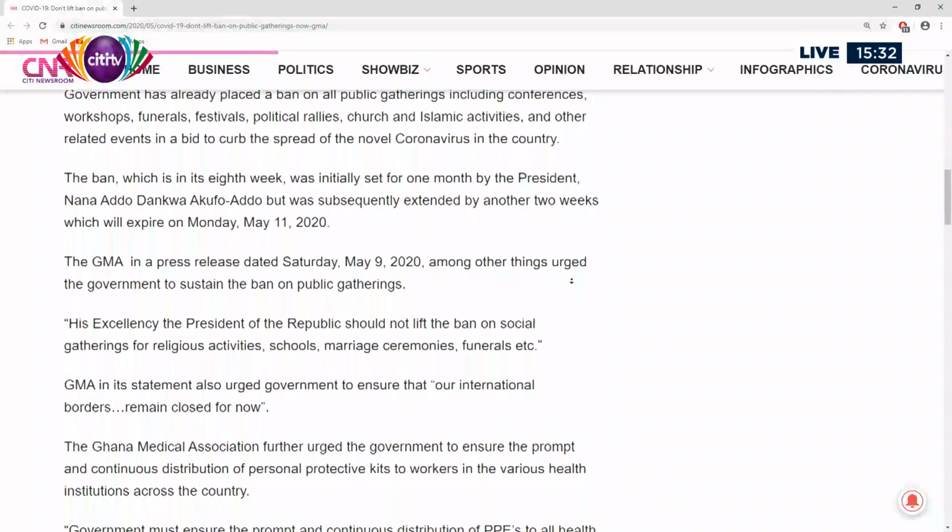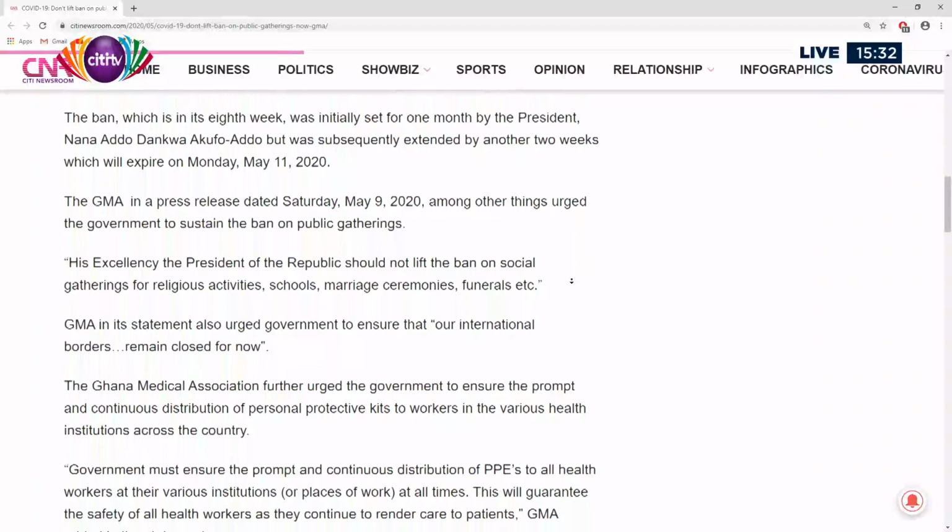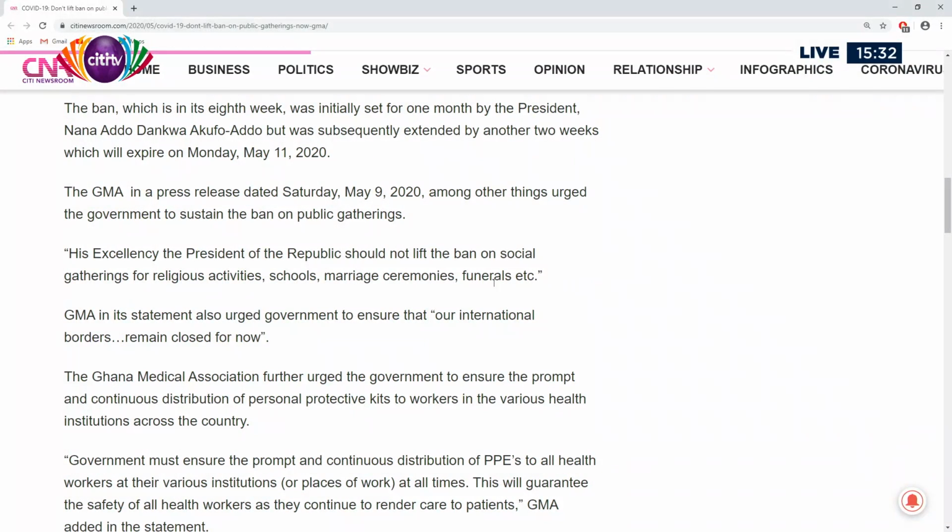Let me take the point 5 again. His Excellency, the President of the Republic, should not lift the ban, and they highlighted that particular portion. On social gatherings, for religious activities, schools, marriage ceremonies, funerals, etc. And our international borders should also remain closed for now.